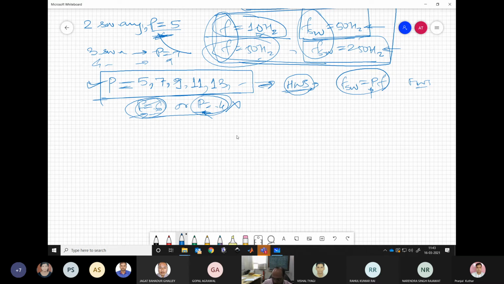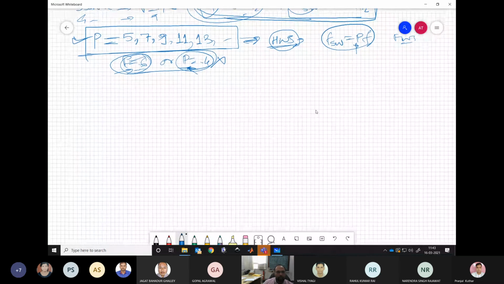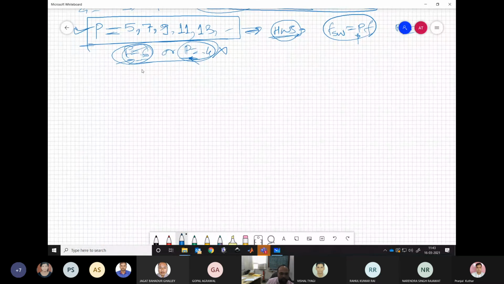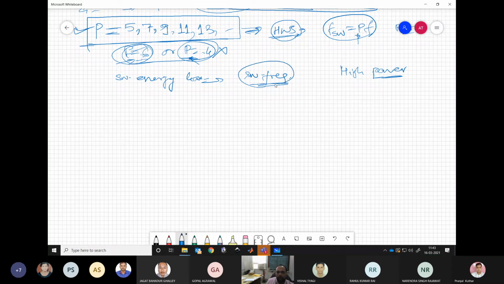Now, these numbers which are low are actually associated with something called a switching energy loss. The switching frequency is associated with this. And typically what we see is that for high power applications, we have this problem of more switching energy loss.